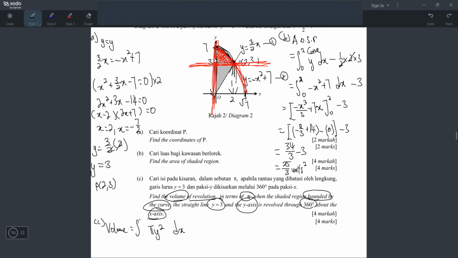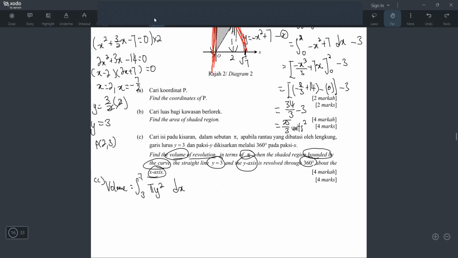Okay, because I'm only finding this part, right? So they only want this volume, and it's just revolving 360 about the y-axis. So you get a 3D shape, and this is how you find the volume. And of course the y, you have to put the equation of the curve, right? So first thing first, pi can go in front, integral from 3 to 7, dx. This is y squared, but for y you substitute the equation of the curve, which is negative x squared plus 7. But this is y, I want y squared, so just put a square like this.